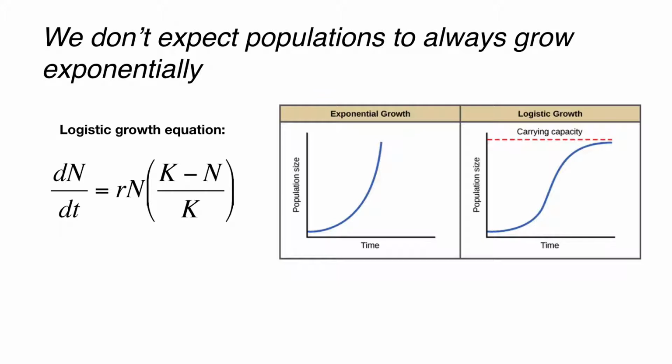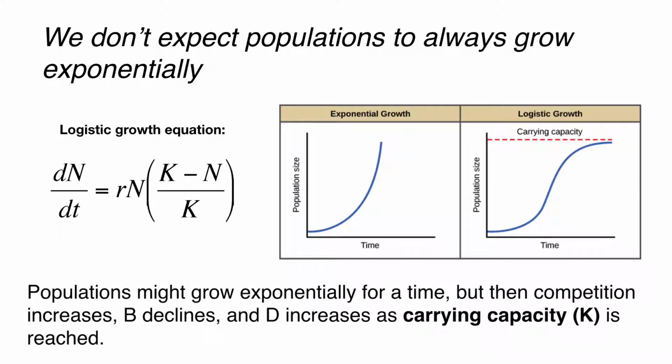So on the left of this graph, you see the exponential growth. On the right, you see what logistic growth looks like, and it's this kind of S-shaped curve. So population might grow exponentially for a time, but then as competition increases, as these density-dependent factors increase, birth rates start to decline, death rate starts to increase, and they hit that carrying capacity and slow down dramatically.